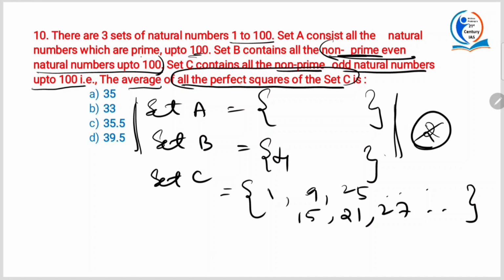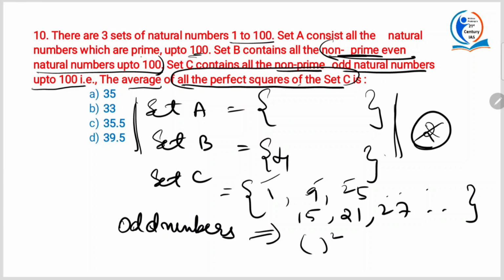Now, they are asking the average of all the perfect squares of set C. Now, set C has only the perfect squares of which numbers? Of odd numbers. That's what we wrote, right? 1, 9, 25. So, what are the perfect squares that are there? Odd perfect squares in this particular set. It is 1. Then you have 3 square, that is 9. You have 5 square, that is 25. And 6 square will not be there. 7 square is 49. 8 square will not be there. You have 9 square, which is 81. Okay. So, they are asking the sum? No, they are asking the average.